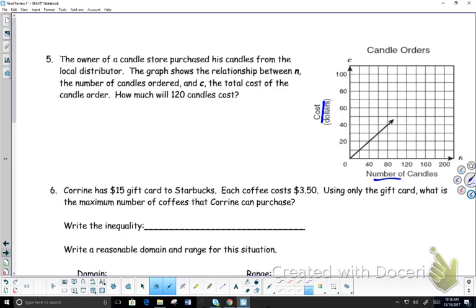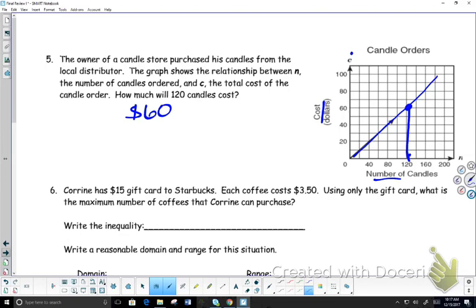Well, let's see. This is going by tens, which means 120 is going to be right up here, correct? Oh, no, I'm doing this wrong. Sorry. 120 candles is going to be right here. If I simply take this graph and extend it, you can go 120 up right here. It'll cost $60.